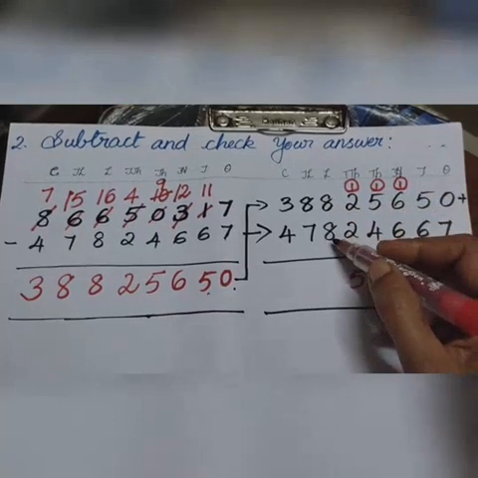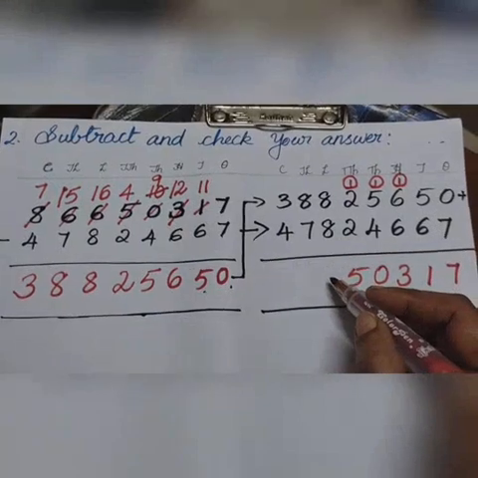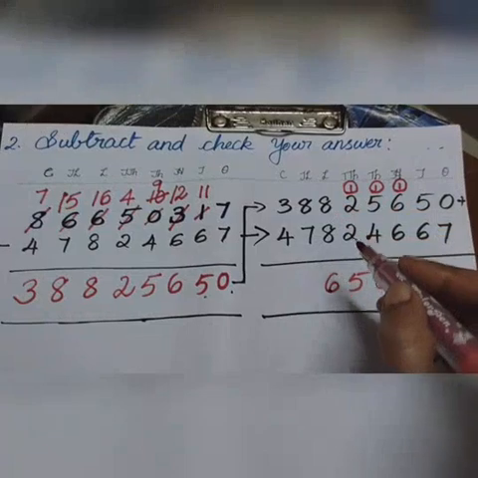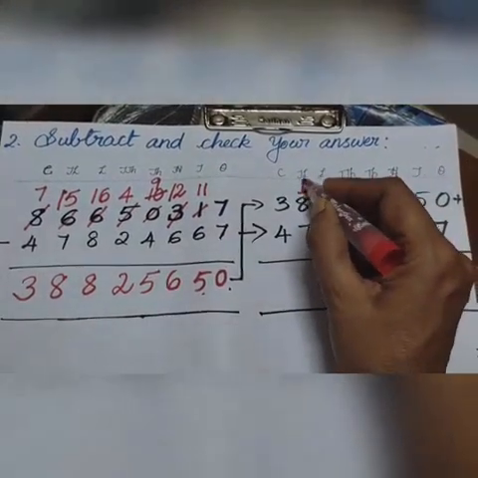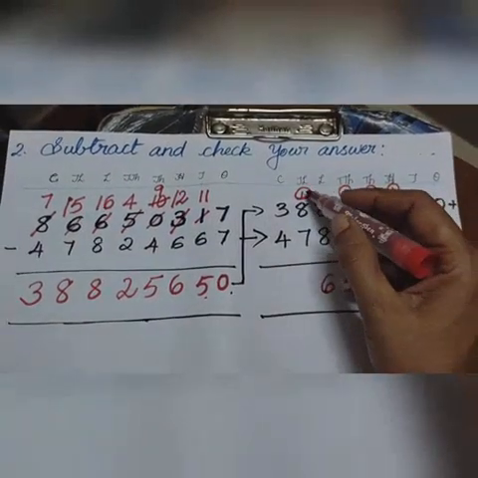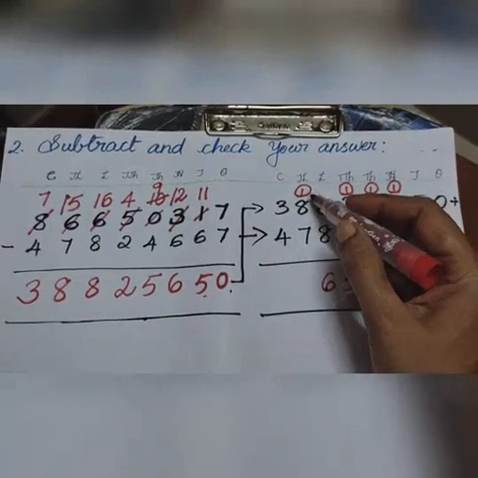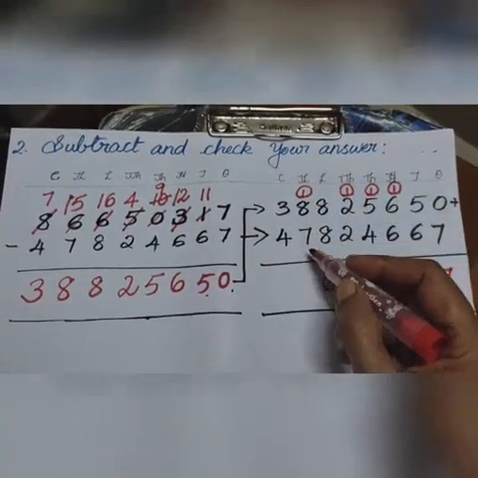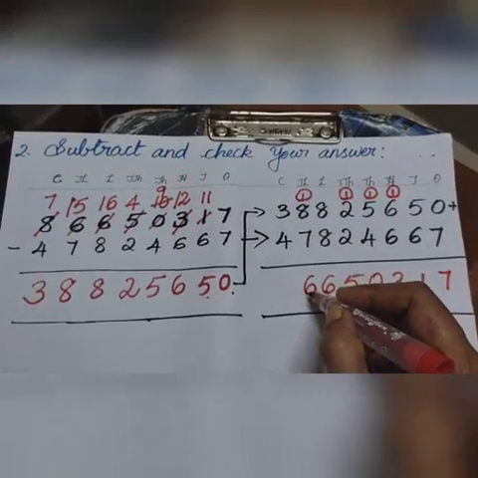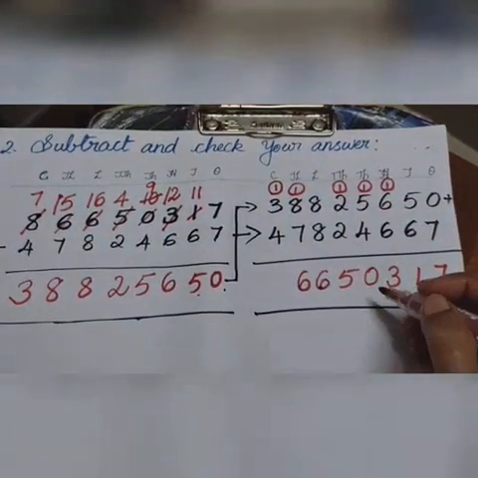So see in lakhs place, lakhs place 8, 8. Okay, what is 8 plus 8? Yes, 8 plus 8 is 16. 16 means in 1's place 6 is there, in 10's place 1 is there. That one we have to carry over to the next place. Okay. So now 1, 8 and 7. Okay, children, what is 1 plus 8? Yes, 9. 9 plus 7? Yes, 16. 16 means 6 here, 1 carry over to the next place.